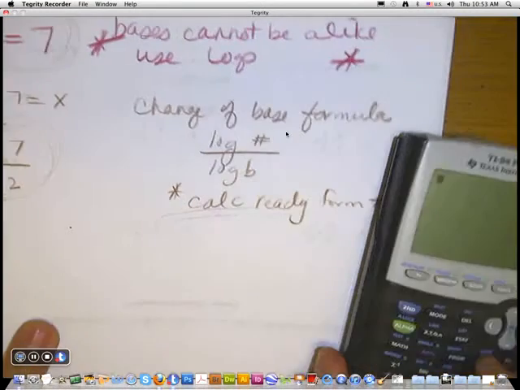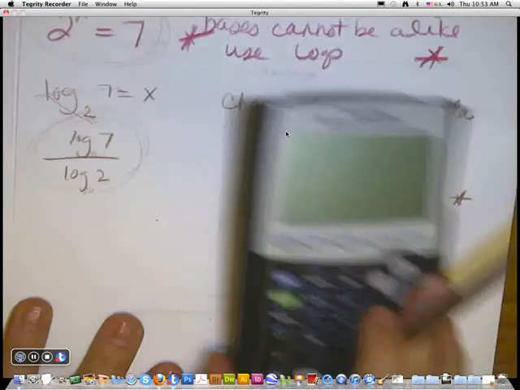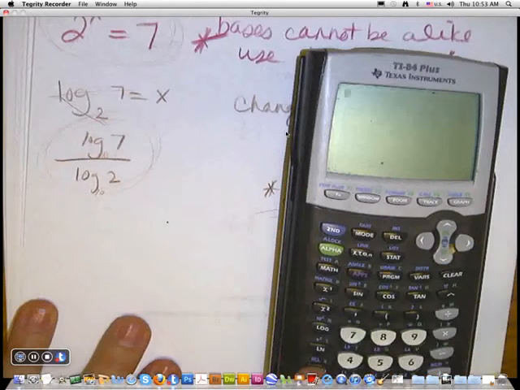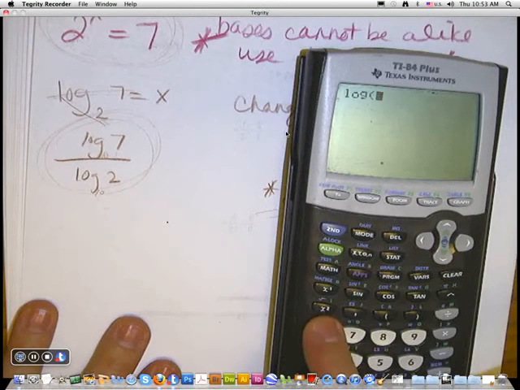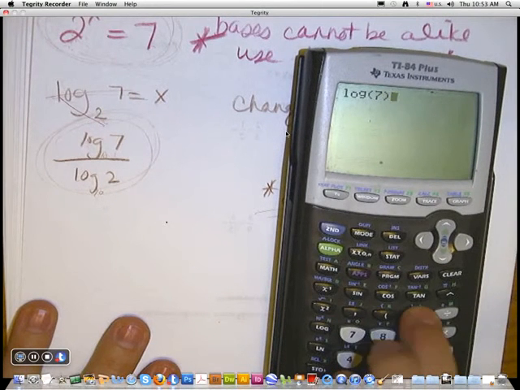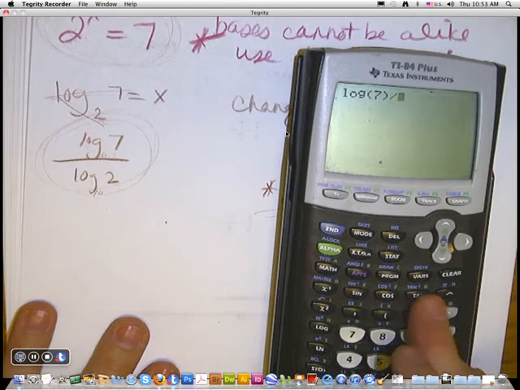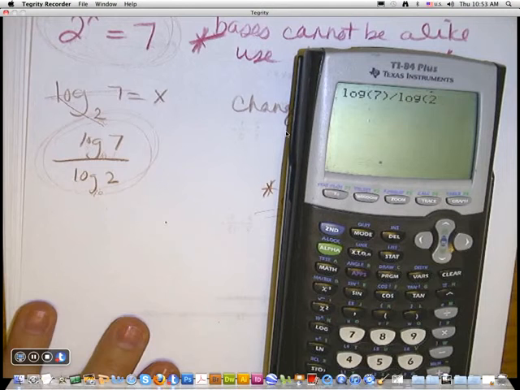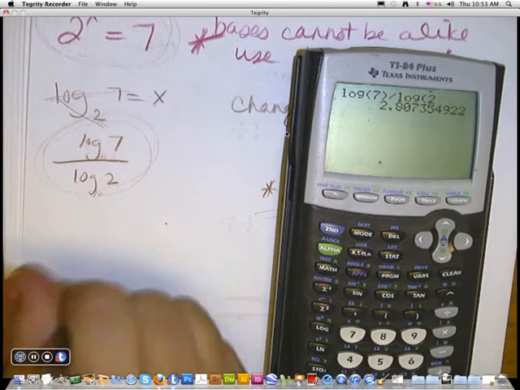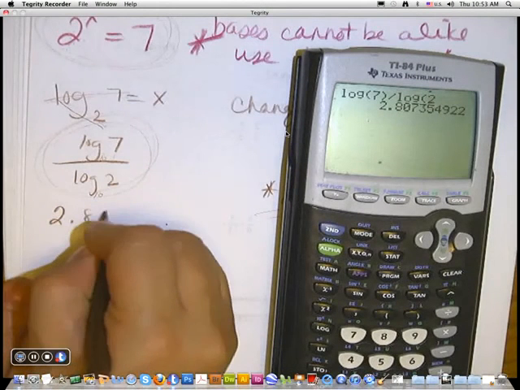And we get to do that by changing it to our calculator ready form, and then we plug it in. So here we're going to have log, L-O-G, of 7. Make sure to close the parenthesis. That's the biggest mistake, as we forget to close it. Divide log of 2. And you can hit enter, and you get your value 2.807.